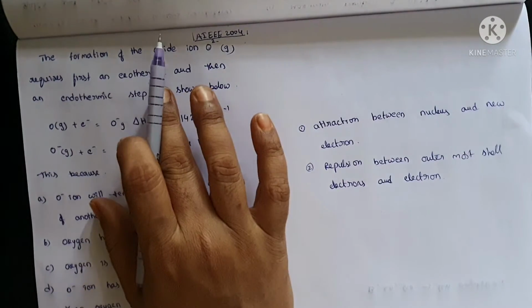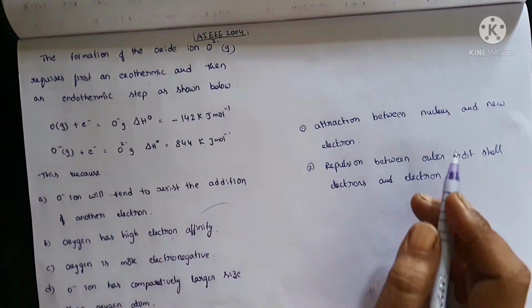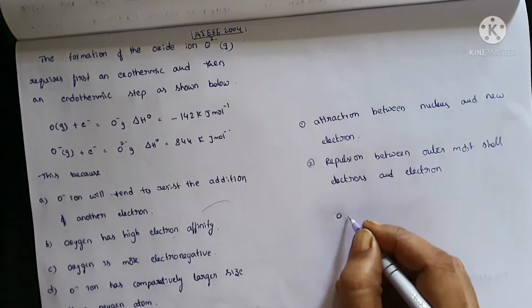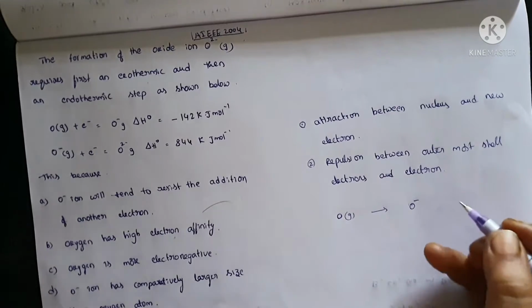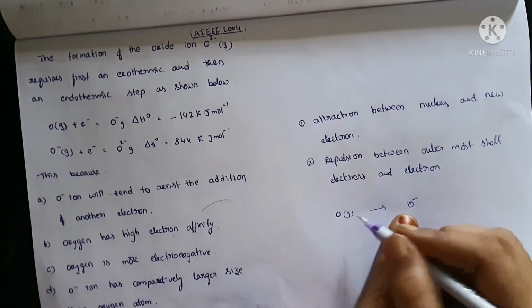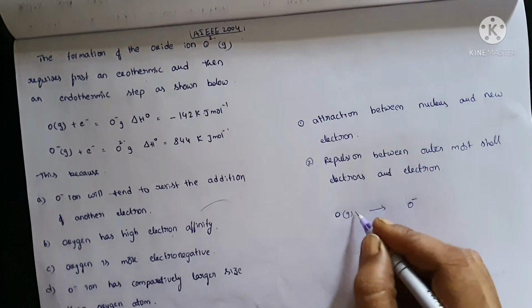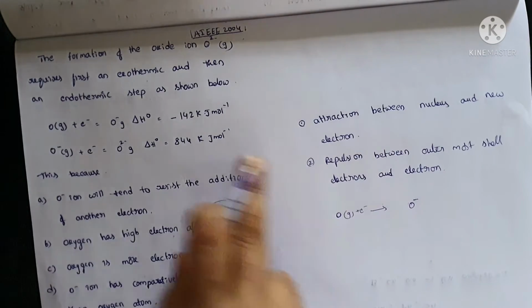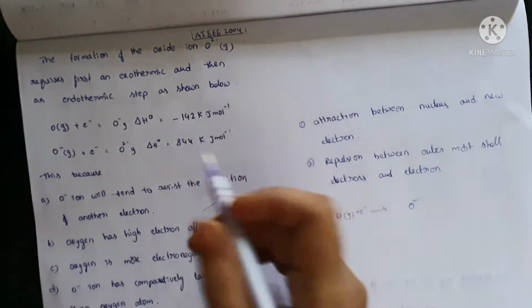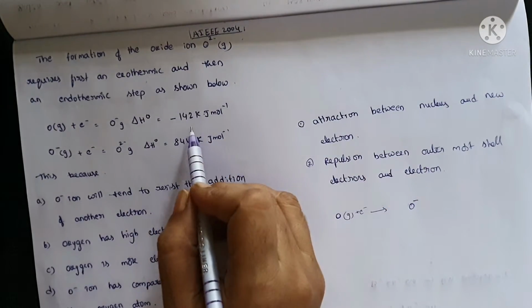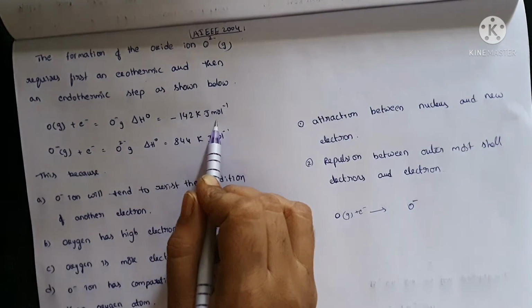First of all, we go through the question one more time. The formation of the oxide ion means the oxygen gas is converted into O minus ion. Minus ion means this oxygen is gaining an electron or attracting an electron. So it takes one electron. It is an exothermic reaction. What is exo? Exo means releasing. Thermic means it is giving some heat. That is 142 kilojoule per mole.